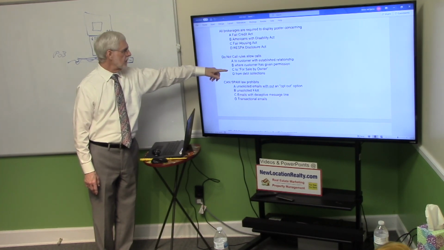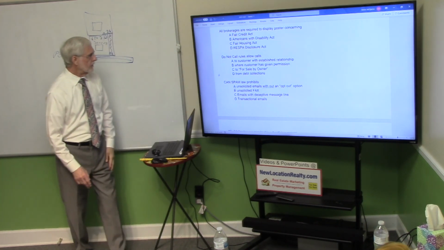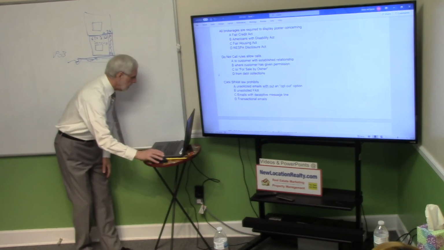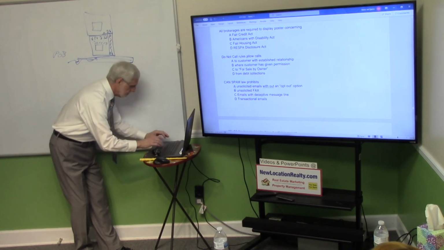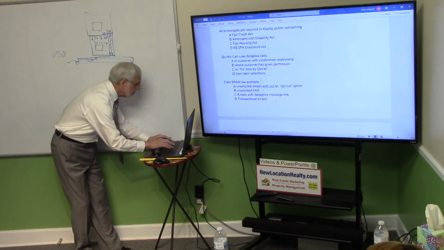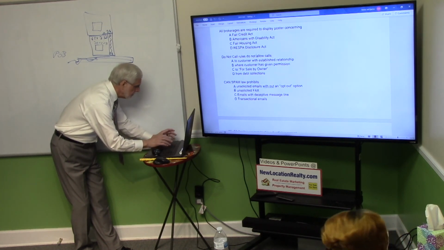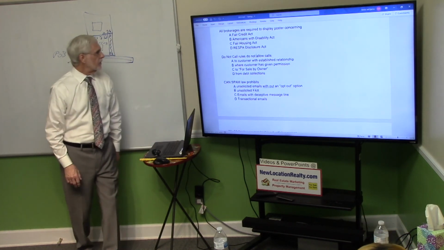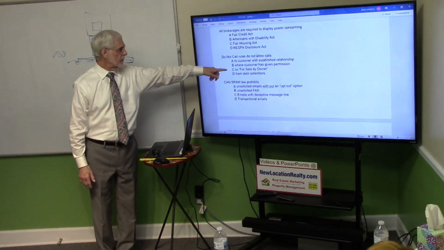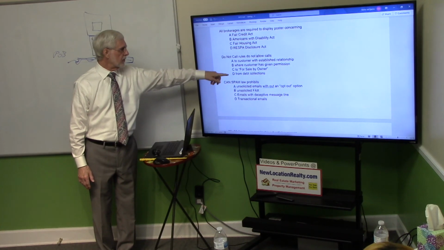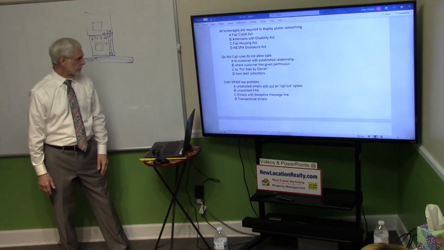Do not call rules allowed for sale by owner? That should be do not allow. Do not call rules do not allow calls to for sale by owners. You can do these other three. Fair housing, there we go. Law prohibit.